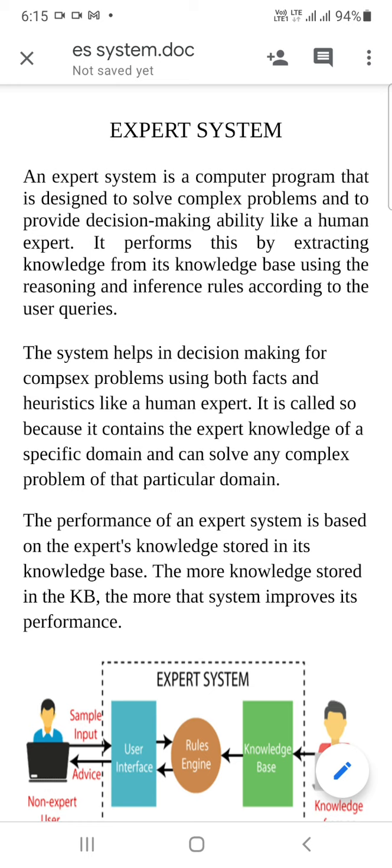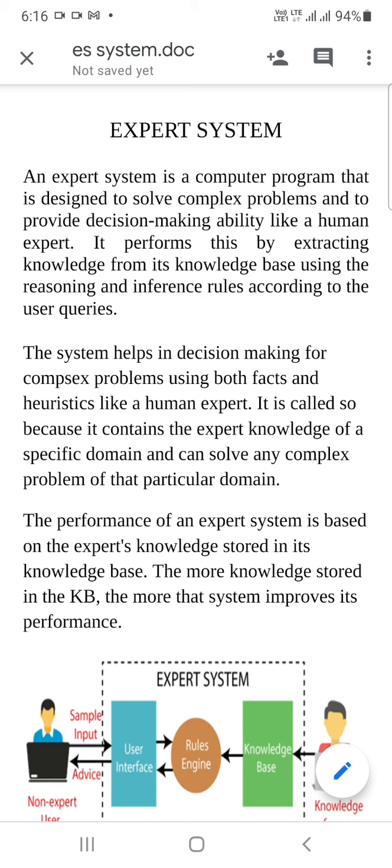What is heuristic? Heuristic means there are many problems and many solutions. That means one problem has many solutions. That is called heuristic. But from many solutions, you have to choose only one solution, the one that is costless or more effective for you. That is called heuristics. So that is also called decision making, because from the many solutions you have to choose only one solution. That is called heuristic.